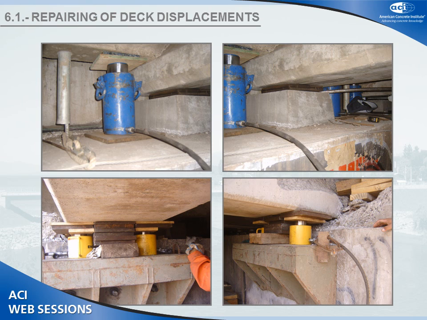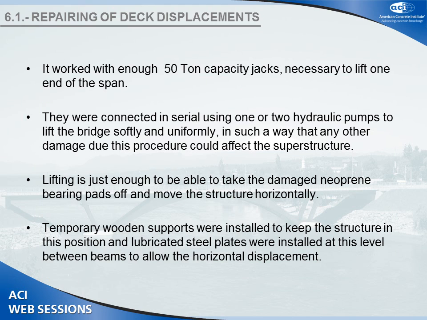Here you can see the two upper pictures. It shows the case where the jacks were on the beams platform. And in the bottom, you can see the jacks over steel brackets. We worked with enough 50-ton capacity jacks necessary to lift one end of the span. They were connected in serial using one or two hydraulic pumps to lift the bridge softly and uniformly in such a way that any other damage due to this procedure could not happen.